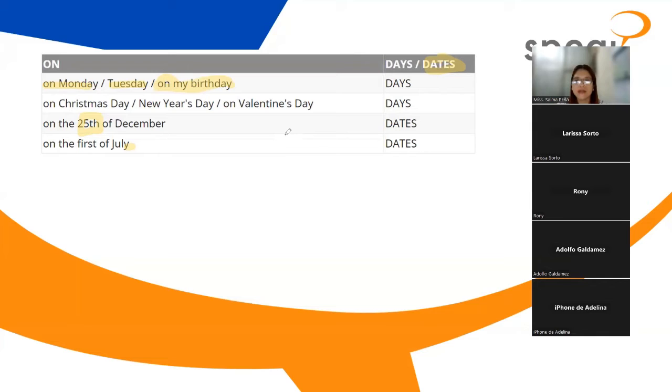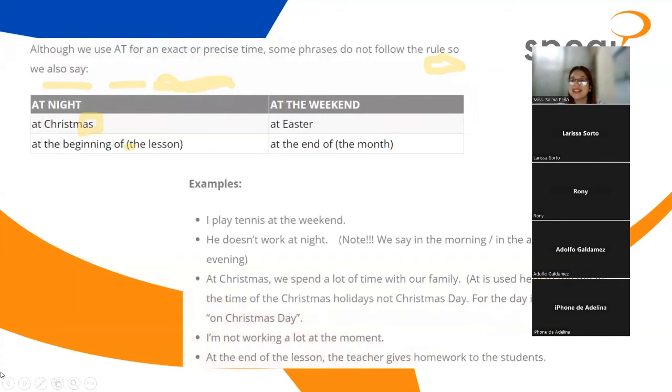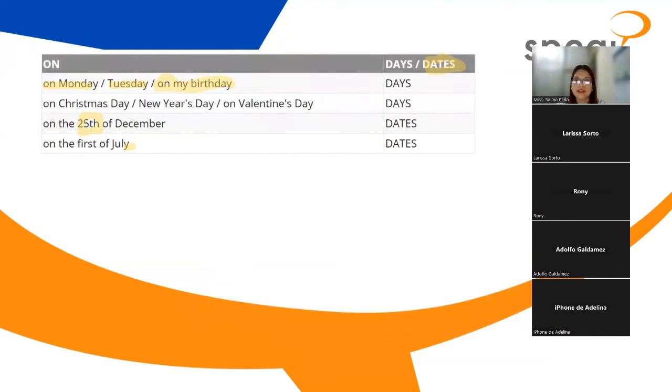So they are two different moments when you are talking about time, when you can use on Monday, on Tuesday, on my birthday, on Christmas Day. You have to add the word day at the end, because if you only say on Christmas, that would not be correct. Remember in the previous example, at Christmas, because it's the celebration in general. But if you are talking about the specific one, like the 24th of December that we celebrate in our country, that would be on Christmas Day, on New Year's Day, January 1st, or on Valentine's Day, February 14th. They are dates. Or like this one, on the 1st of July. That's how you use it, days and dates.